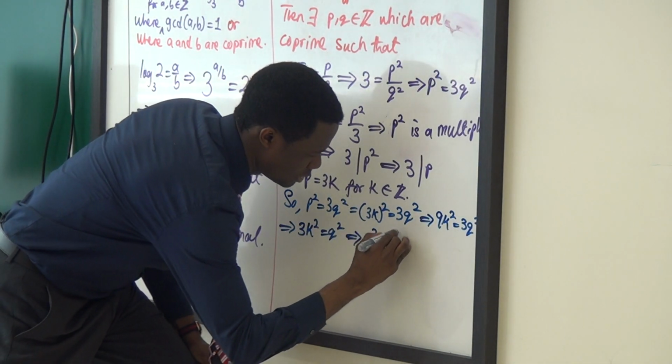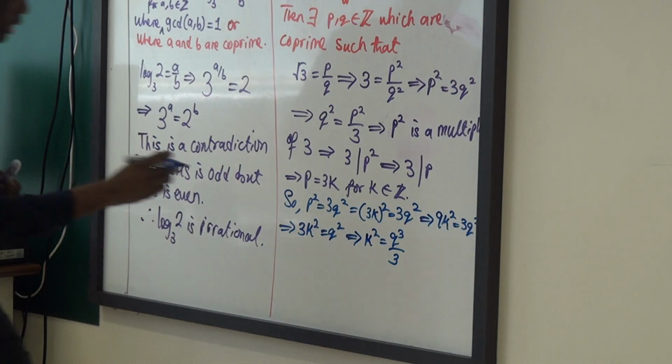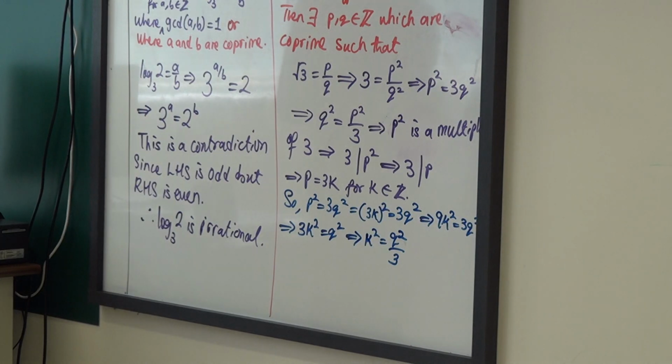Q squared over 3. Okay, why did you say this? I don't know. Q squared. I'll be honest with you, I was just guessing. But your guess is right. The same step. We are trying to use the same technique.